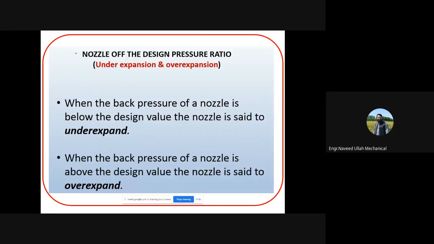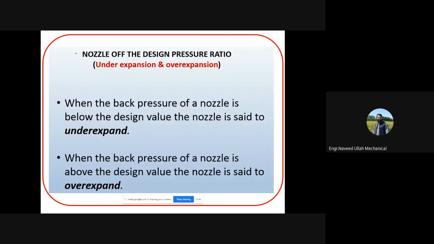Obviously, when the sonic velocity is obtained inside the nozzle, at that particular time the pressure value is the critical pressure. And if you take the ratio of that critical pressure to the inlet pressure, that is your critical pressure ratio. So at critical pressure ratio, we say that we have nozzles on the design condition: you want a certain velocity, you decrease the pressure, and you can get that velocity. So that is your on the design condition.